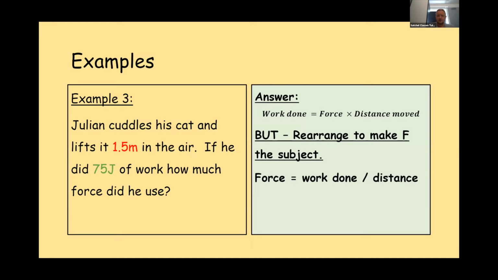Now that I've got that in, I'll put my numbers in the place of the equation placeholders. So the work done is 75 joules divided by a distance of 1.5 meters. Do it on a calculator, and it turns out as 50 newtons of force are applied.